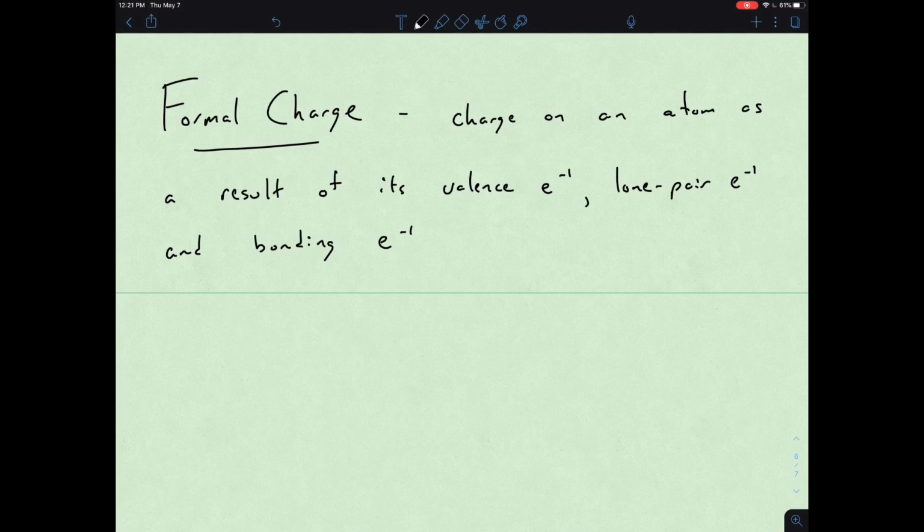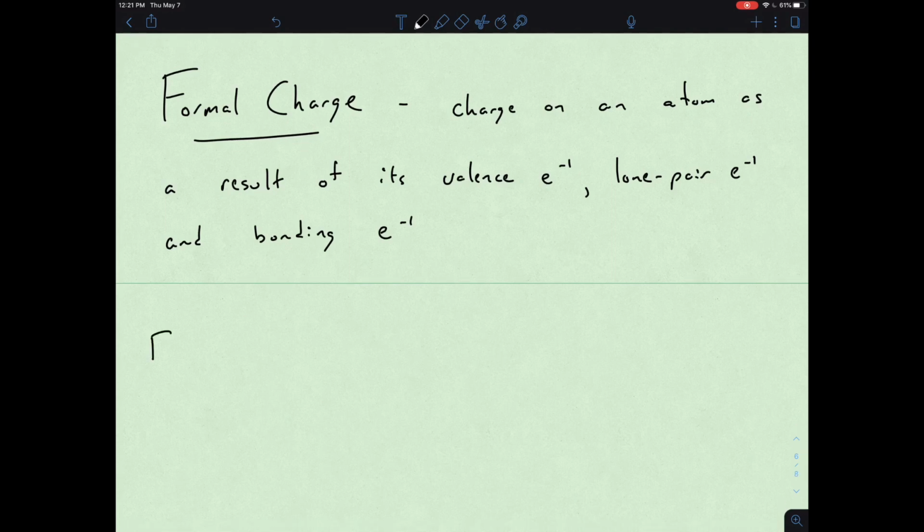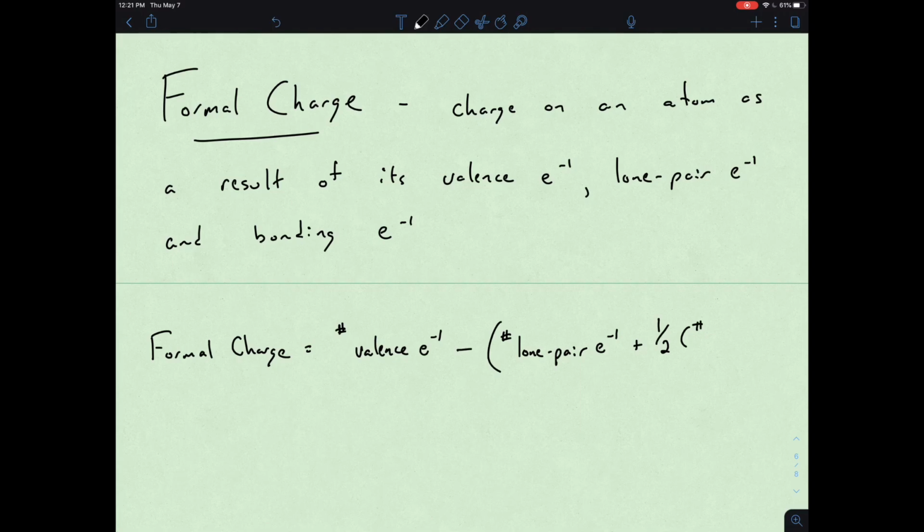And there's an equation for it. Formal charge would be equal to the number of valence electrons minus the sum of the number of lone pair electrons plus 1/2 the number of bonding electrons. So that's our calculation for formal charge.